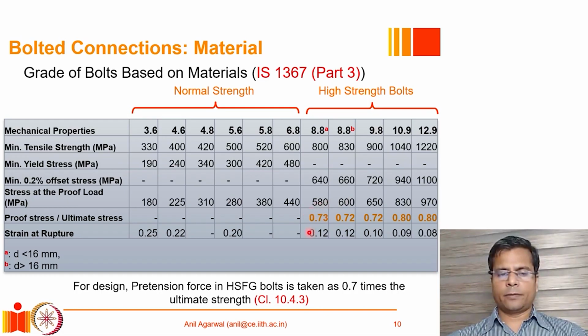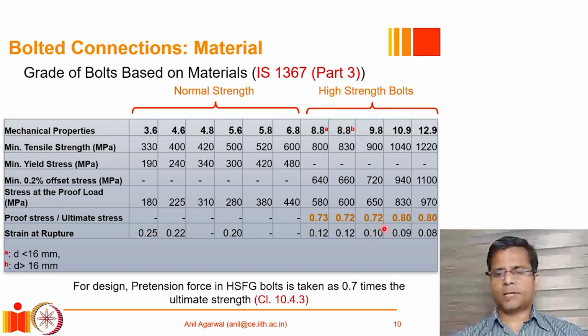Another property of interest is strain at rupture. The minimum strain at rupture for low strength bolts such as 3.6 or 4.6 grade bolts is between 0.25, 0.22 and so on. However, higher strength bolts exhibit low strains at rupture. Strain at rupture is a parameter used to quantify the ductility of steel, and as the bolt strength increases, the ductility of the bolt decreases. The reason is quite obvious.